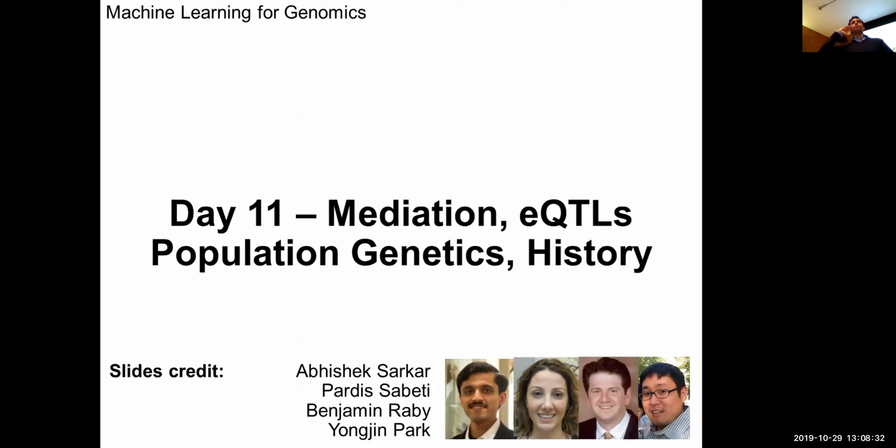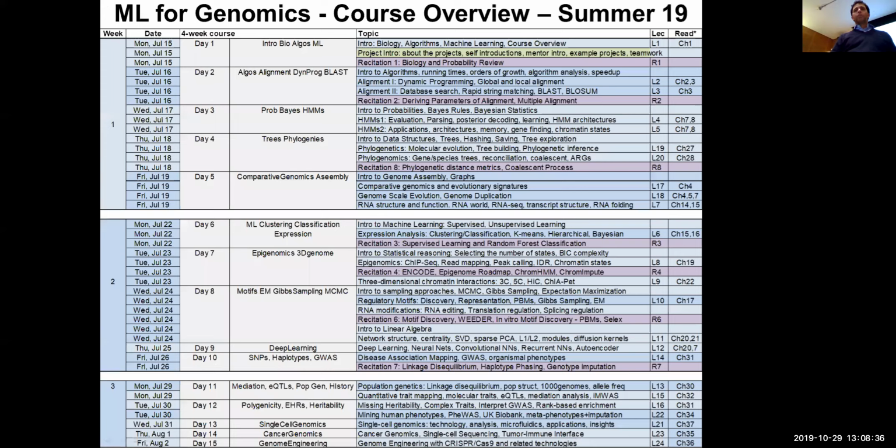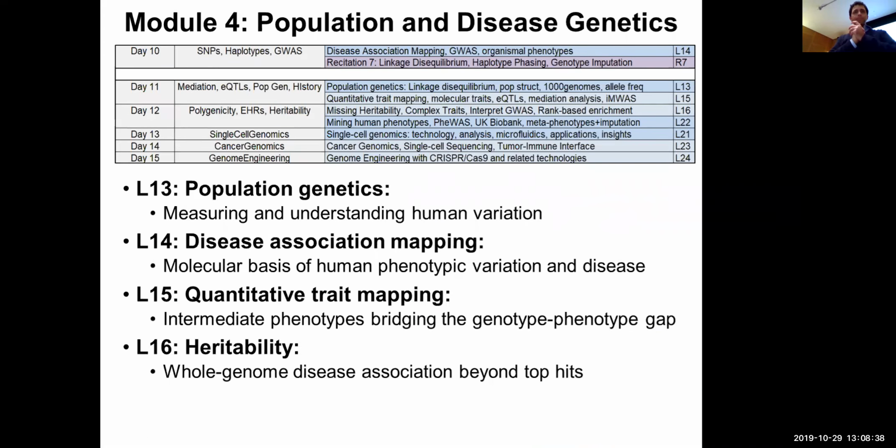Everybody with me so far? Great. So we're going to be talking about mediation and eQTLs. Specifically, on Tuesday last week, we talked about population genetics, about basic variation. On Thursday, we talked about disease association, bringing in phenotype. And today, we're talking specifically about quantitative traits. And on Thursday, we're going to talk about heritability, namely systems level genetics.